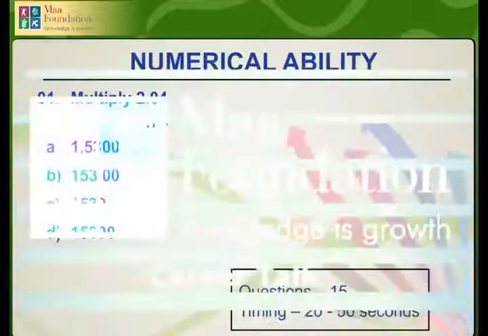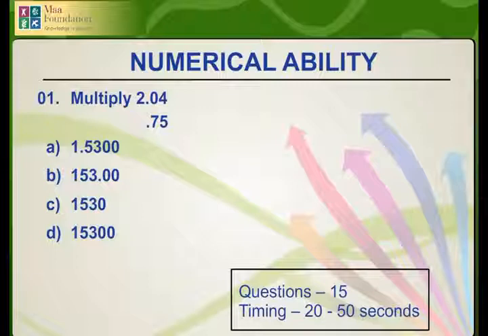On the screen, you can see a sample of numerical ability. In this ability, there are 15 questions, and for numerical ability questions, you will have 20 to 50 seconds to answer.